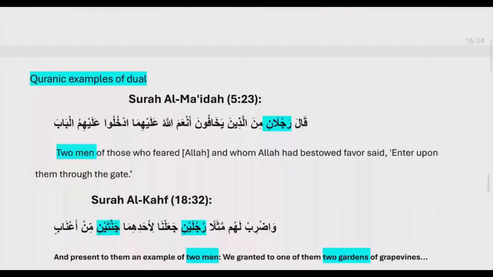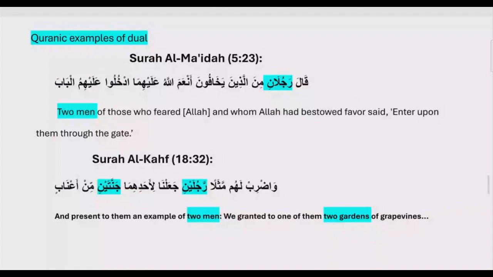All right, so if you take any noun like that and you want to see if it's dual, here are some examples from the Quran. Here you have the word rajulani. So rajulun is a man. Can you see the root here? Rajulun. And then the ani, we just learned, is the nominative form. In other words, the subject or the doer of the sentence. So two men of those who feared. So you can see this is the subject, two men. Therefore, this has to be ani and not aini.